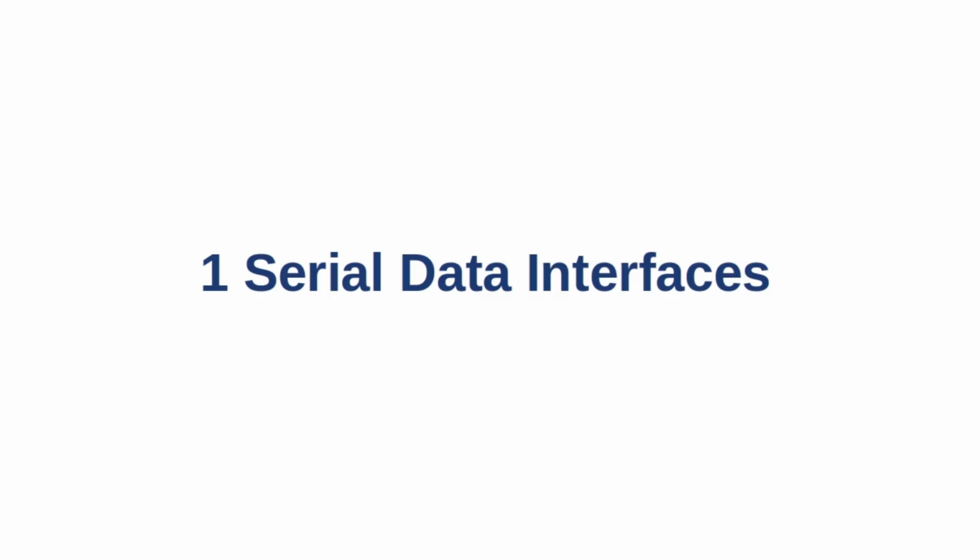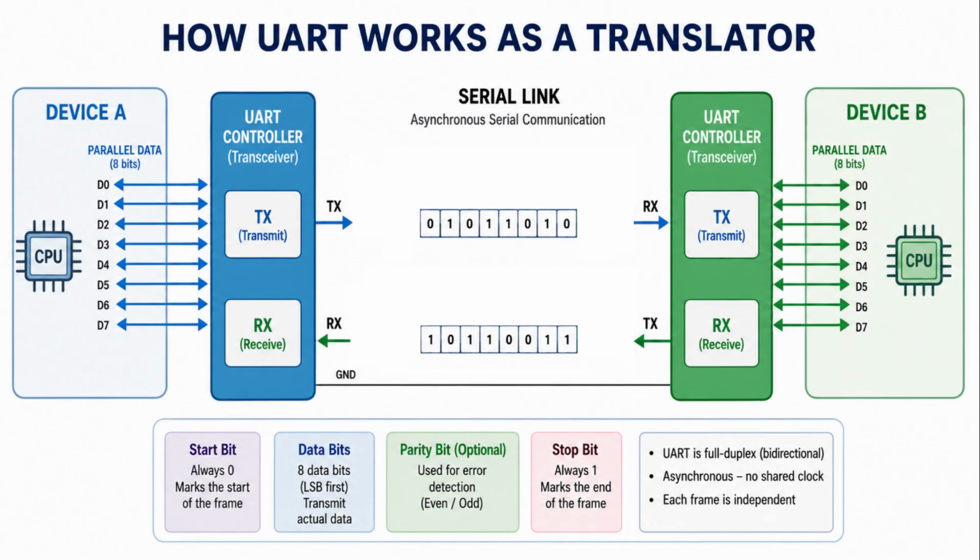First, serial data interfaces. Let's start with the simplest serial interface, UART. UART stands for Universal Asynchronous Receiver Transmitter. The most important word here is asynchronous. That means there is no shared clock line between two devices. Imagine we have device A and device B. Both devices have a UART controller.